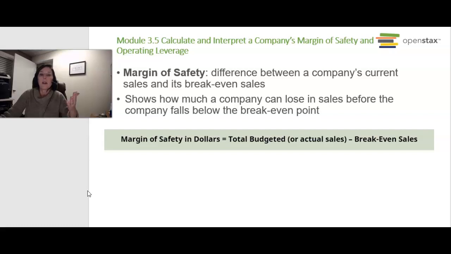Well, there is hopefully budgeted or actual sales dollars that exceed the break-even point. The difference between what a company has to sell in order to just break even and what it is truly budgeted to sell or is actually selling, that's the margin of safety. The margin of safety is how much a company can lose before it starts to lose money. In other words, how much sales can decline before it no longer at least breaks even, but ventures into a loss. So it's the total budgeted or actual sales dollars minus the break-even sales.